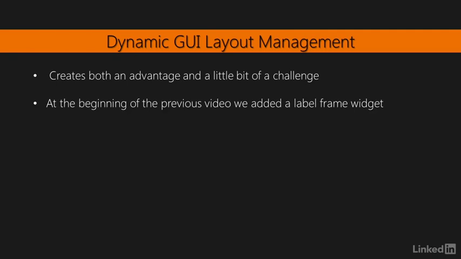At the beginning of the previous video, we added a label frame widget. This moved some of our controls to the center of column 0. We might not wish this modification to our GUI layout. Next, we will explore some ways to fix this.